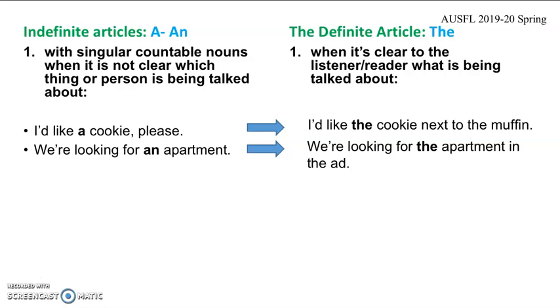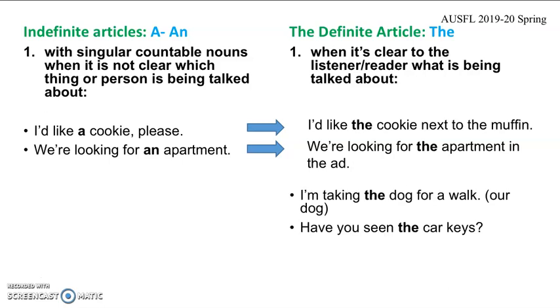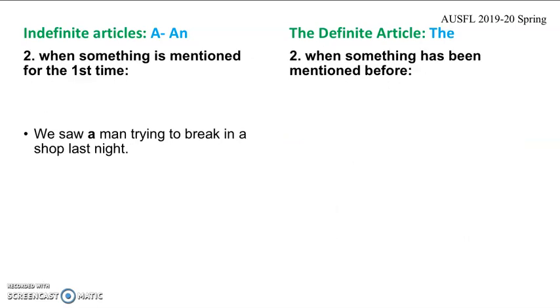Here are some more examples. I'm taking the dog for a walk. Have you seen the car keys? In both examples, it's obvious which dog or which car keys I'm talking about. Rule number 2. Indefinite articles are used when something is mentioned for the first time, and a definite article the is used when something has been mentioned before.